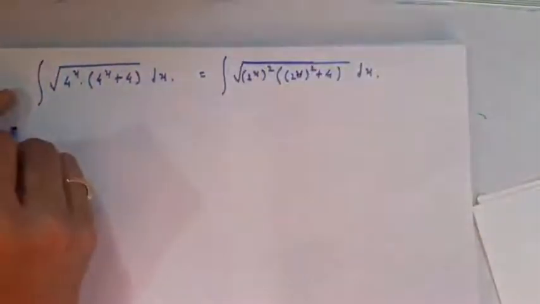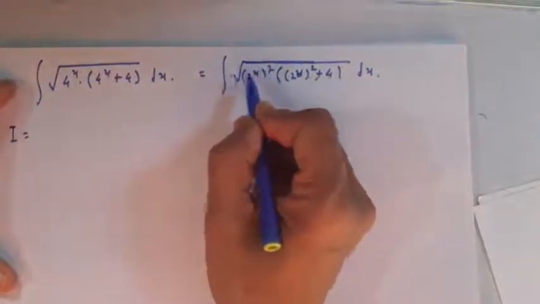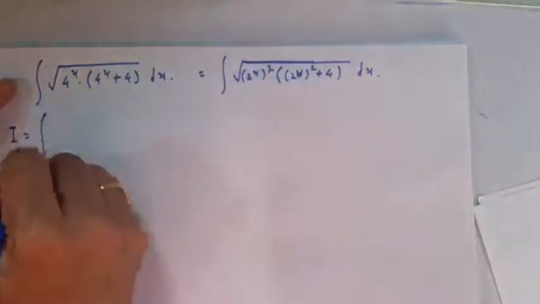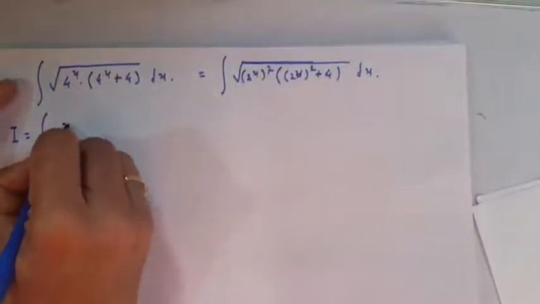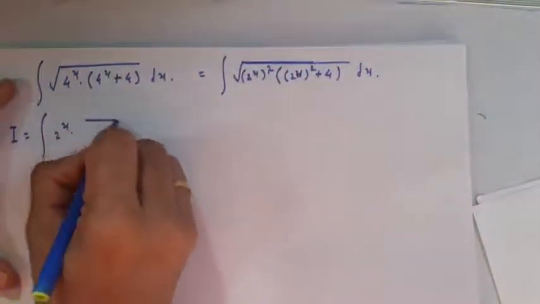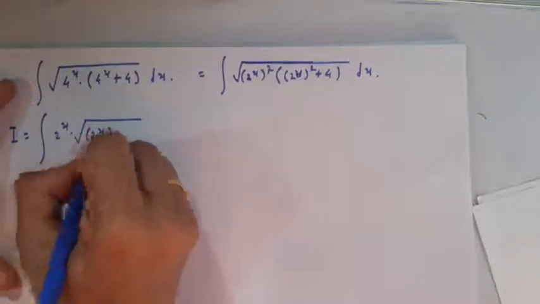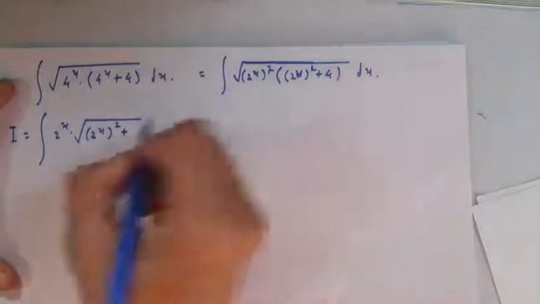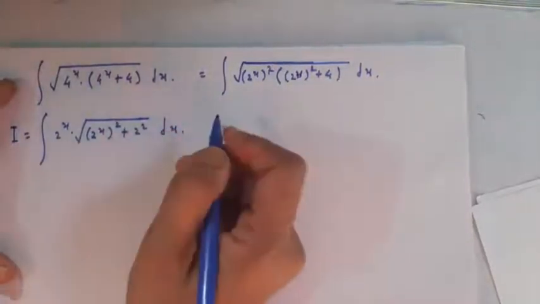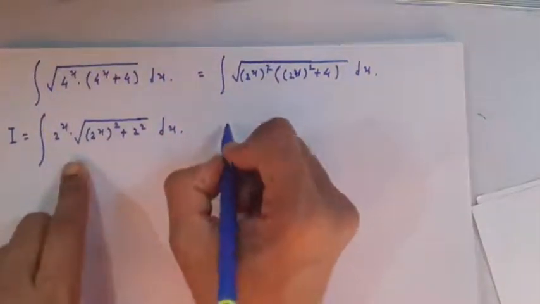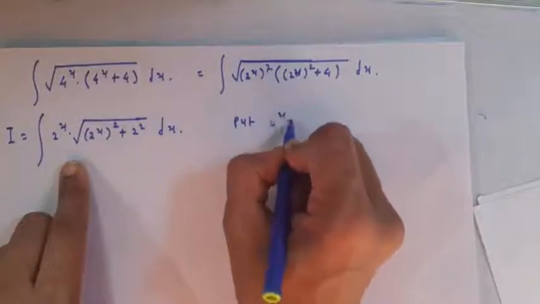Okay, and now we have the integration. So 2 raised to x whole square is outside the square root. The square root of 2 raised to x whole square is 2 raised to x. So it is 2 raised to x into square root of 2 raised to x whole square plus 4, where 4 is 2 square, and integration with respect to x. So students, give here a substitution: put 2 raised to x equal to t.